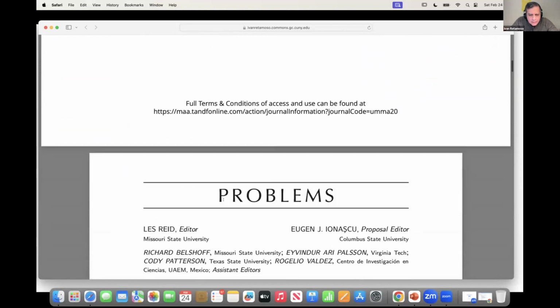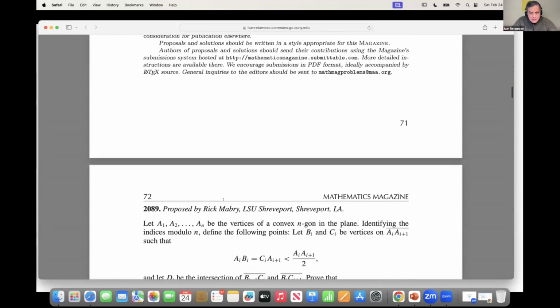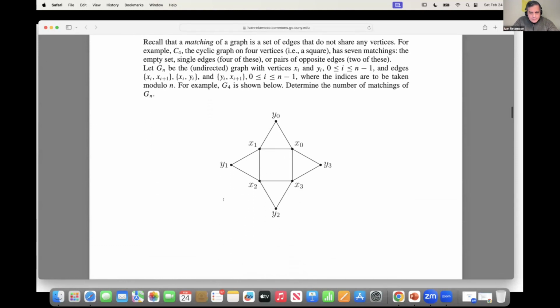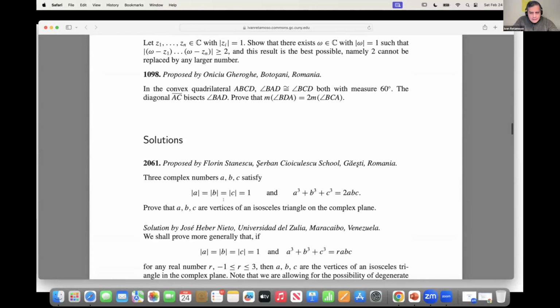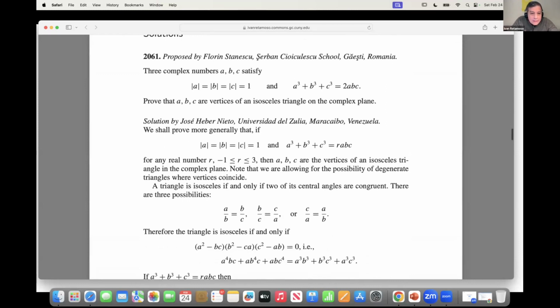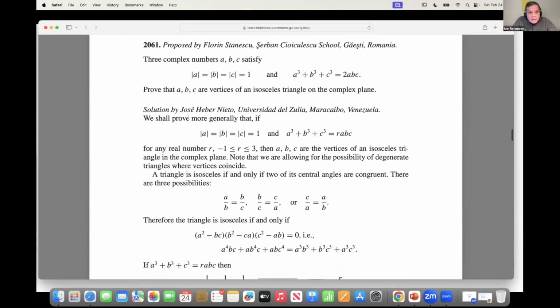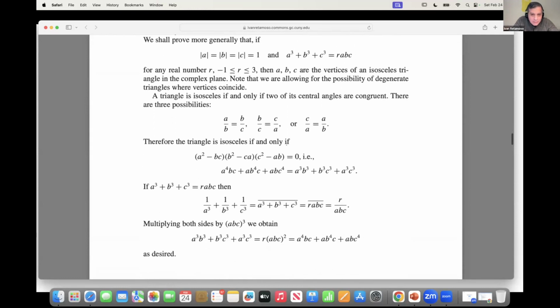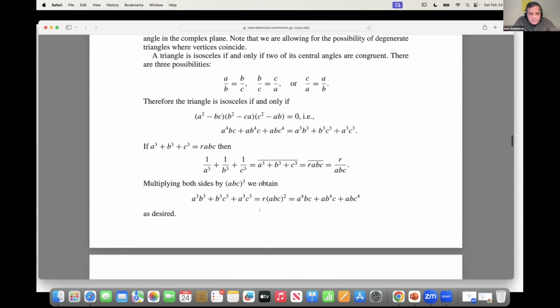And here, let me show you a question that I saw. This is about complex numbers, a necessary condition for three complex numbers to form an isosceles triangle. The leading solution was given by Jose Herbert Nieto from the University of Maracaibo in Venezuela. Very ingenious. If time allows, I can comment on this very, very insightful solution.